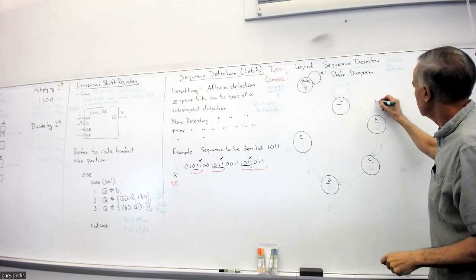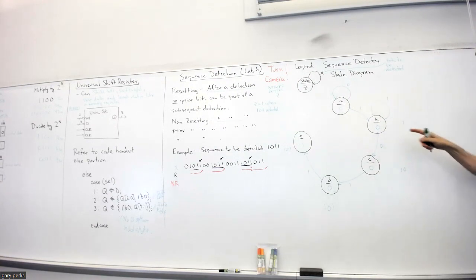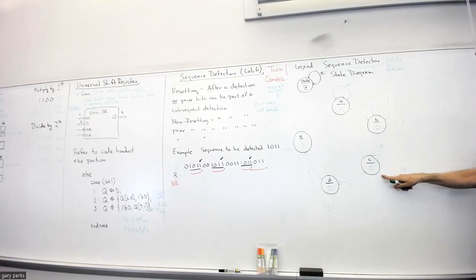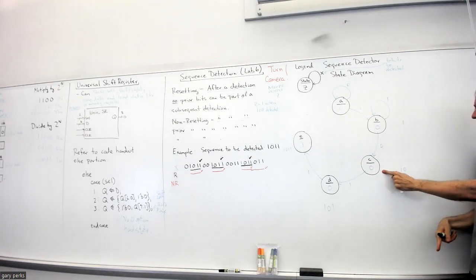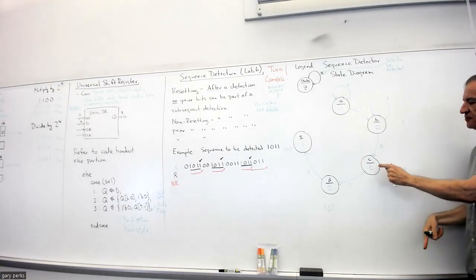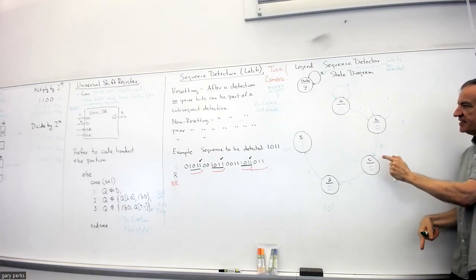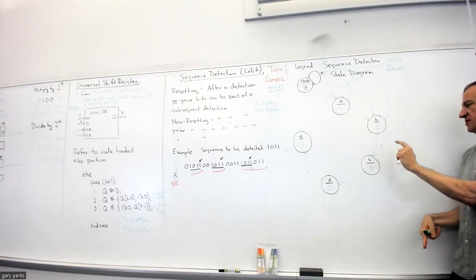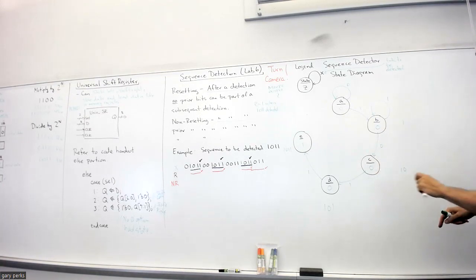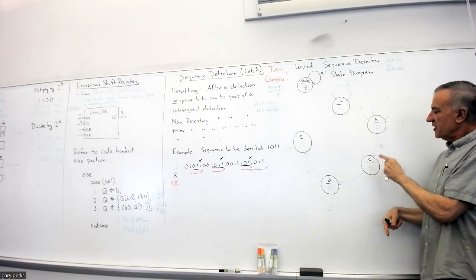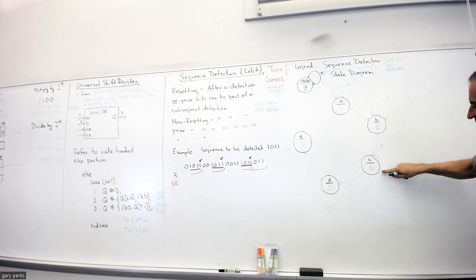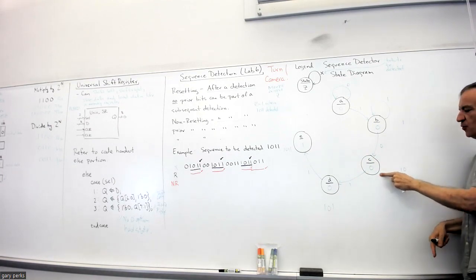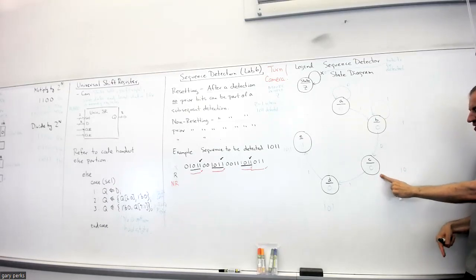All right, so we're in state B. If we get a 0, we're going to go to state C, and again, it took a 1-0 to get here. Now we're in state C. In state C, if we get a 1, we move on in the sequence, we go to state D. But now, if we're in state C and we get a 0, what do you think we're going to do? It took a 1-0 to get here, but we get a 0 next.